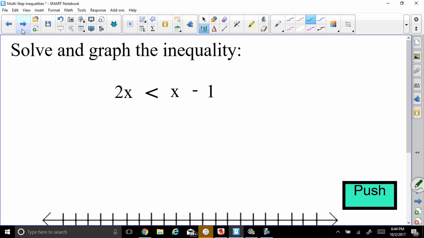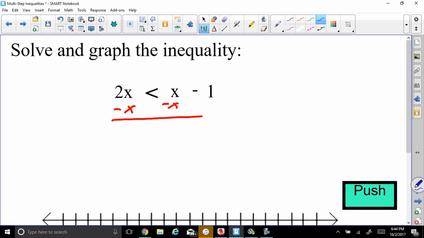All right, this one's a little bit different. We want to solve it, but we want to graph the inequality as well. So we have 2x is less than x minus 1. So let us see. First step, let's gather all the variables together. So we got an x over here and a 2x over here. So let's just bring this little 1x over here.